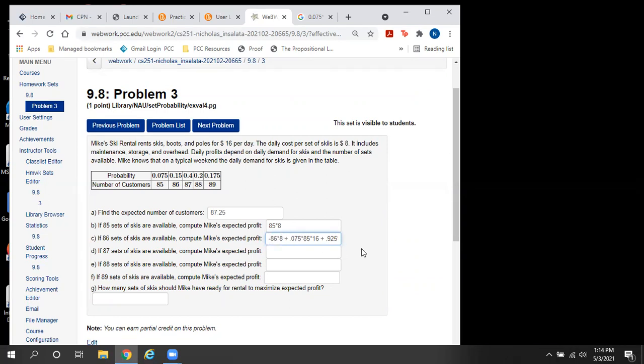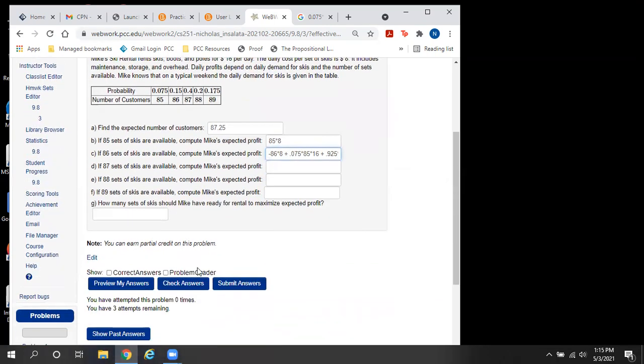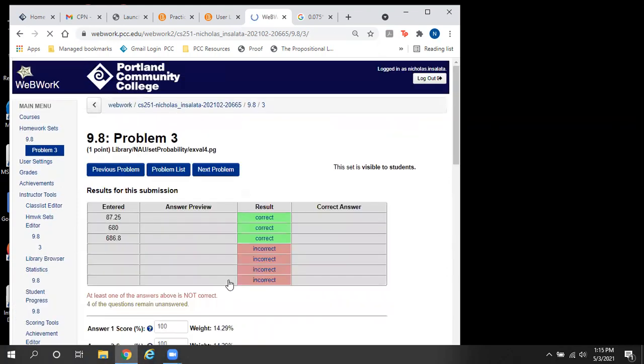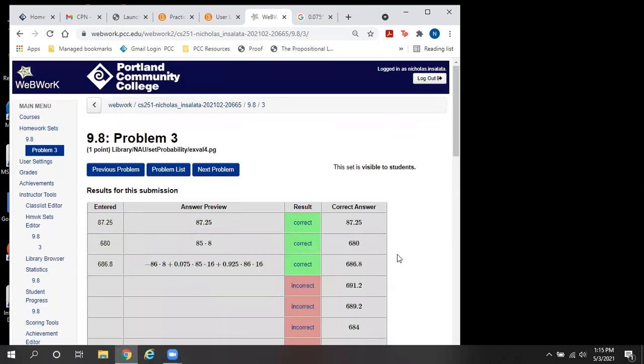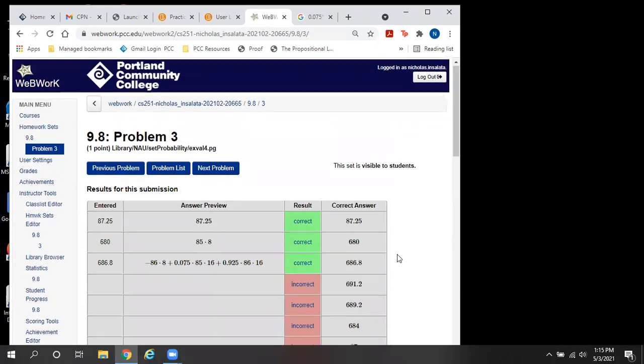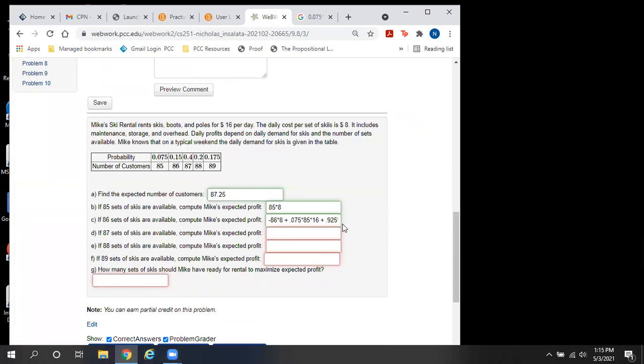What do you guys think about that? Does that part make sense? Questions? Okay, so let's see if we got that right so far. Yes, we did. Okay, so for the rest of it, I think you should be able to take that idea and move it forward.